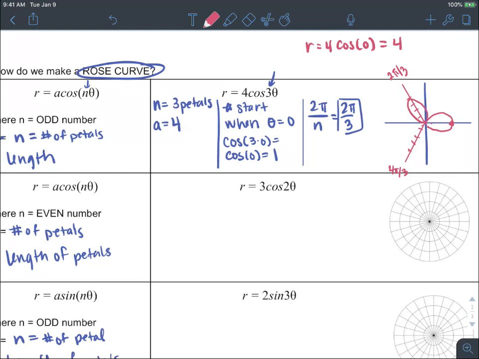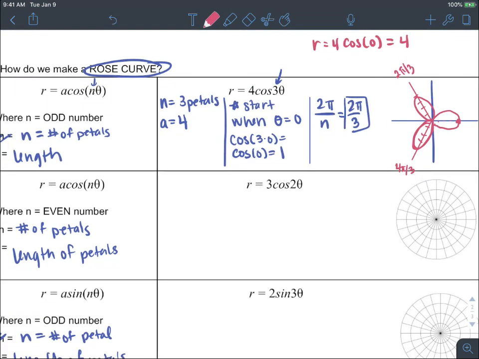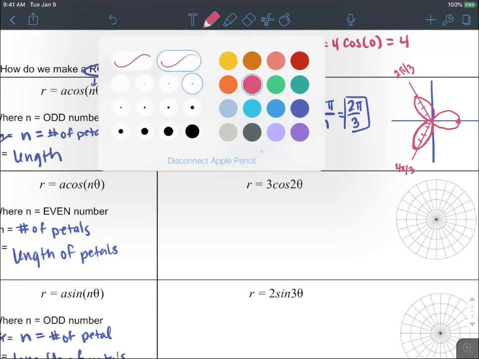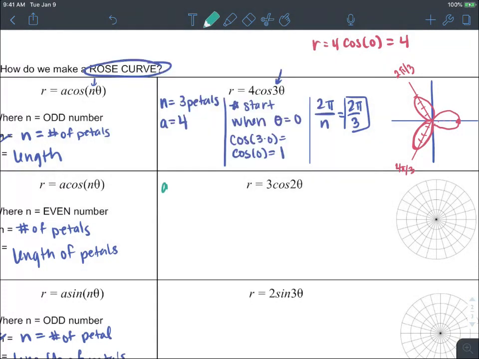It looks something like that. Polar curve. All right, next, 3 times cosine of 2 theta. So my A is equal to 3, and my N is equal to 2. So that's even. So I actually have to double that for the number of petals. So I have 2 times 2 is equal to 4 petals.